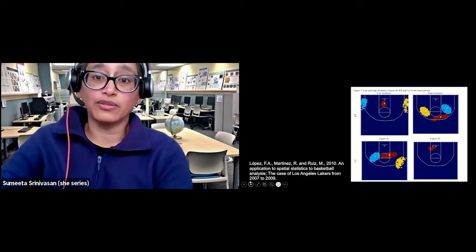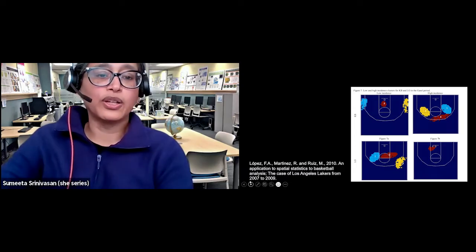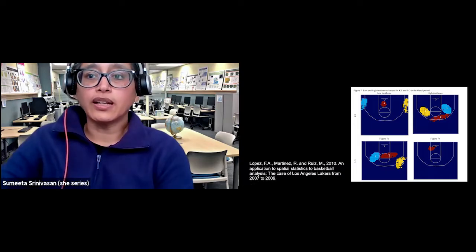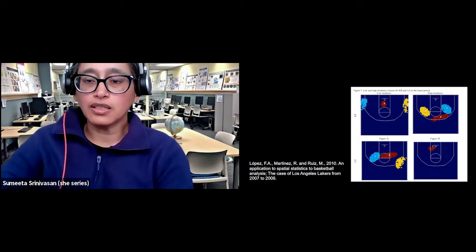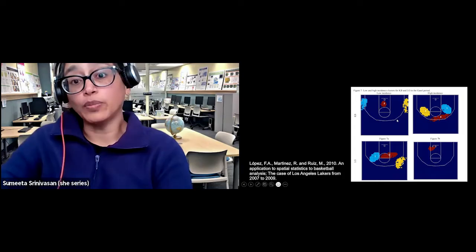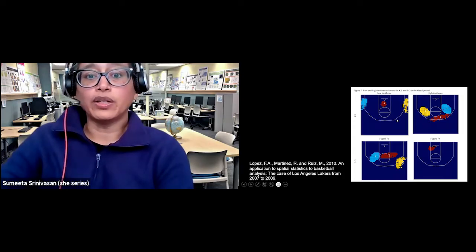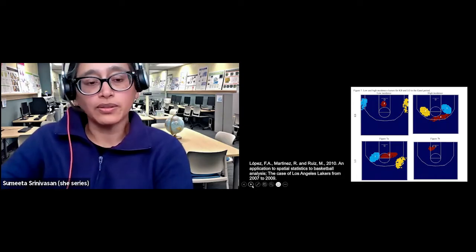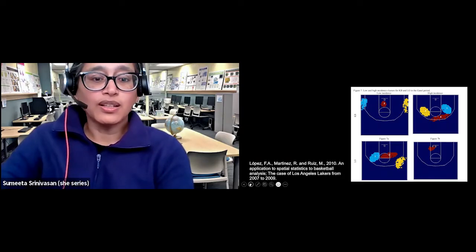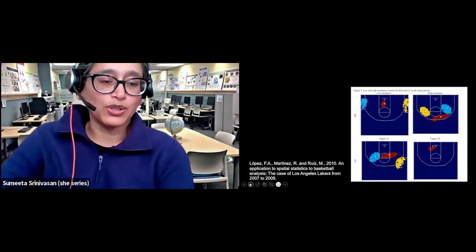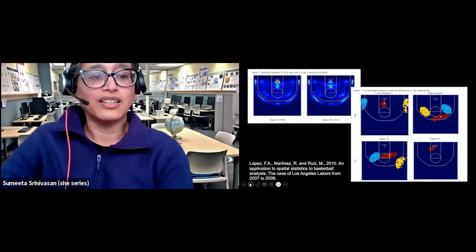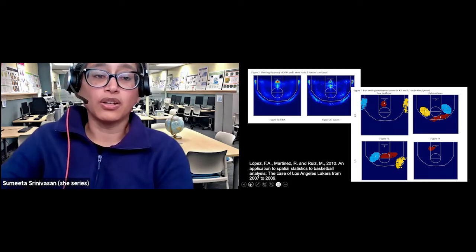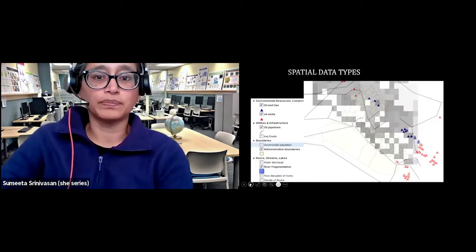This is a cool paper looking at spatial statistics in basketball. Here they're looking at high and low incidence clusters of shots on a basketball court, and they're comparing a couple of players, I think Kobe Bryant and Lamar Odom. So spatial doesn't mean on Earth alone or Mars alone or somewhere that you recognize. It could also mean something that is spatial, but not maybe what you thought was spatial.